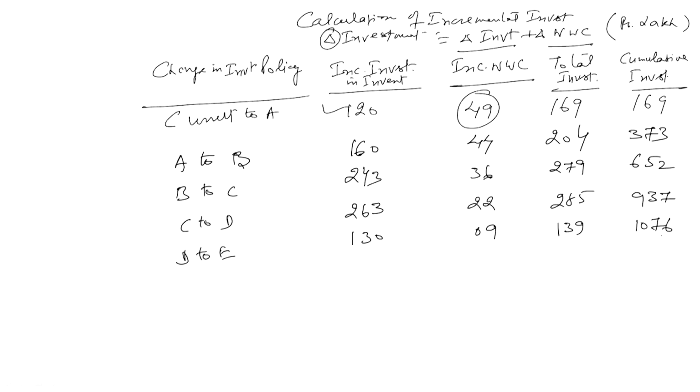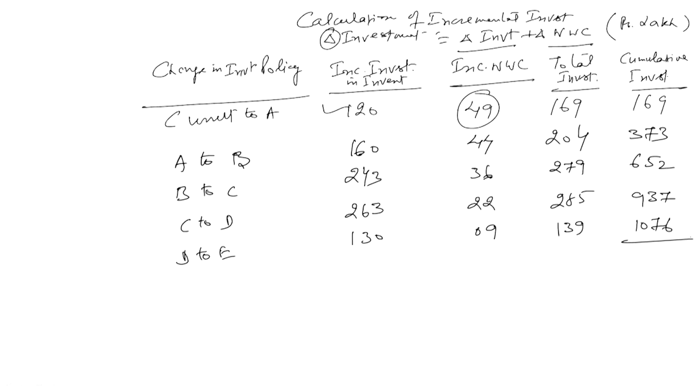So this is going to be the picture of the cumulative investment we are going to have here. So it means when you move from current to A, change in the investment, total investment, that is the investment in inventory plus investment in the net working capital will be 169. When you move from A to B, it will be 373, from B to C it will be 652, C to D it will be 937, and from D to E it will be 1076. So this is the total level of the cumulative investment we are going to make here.